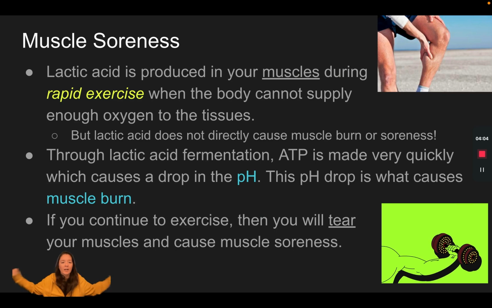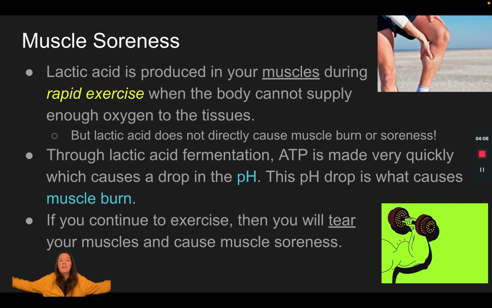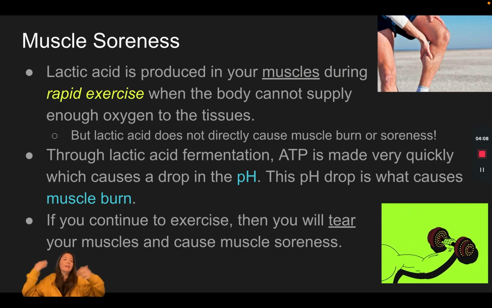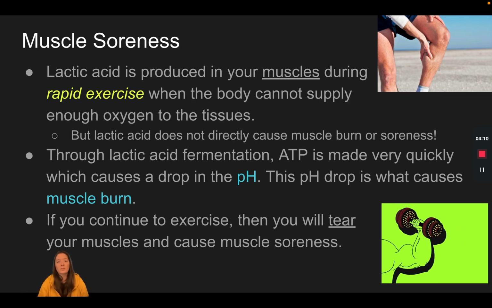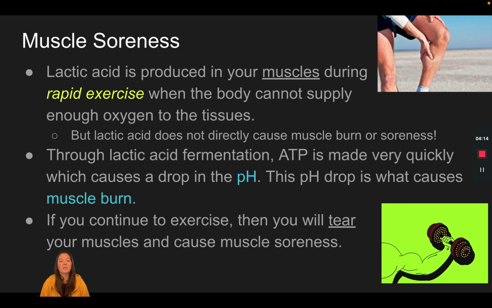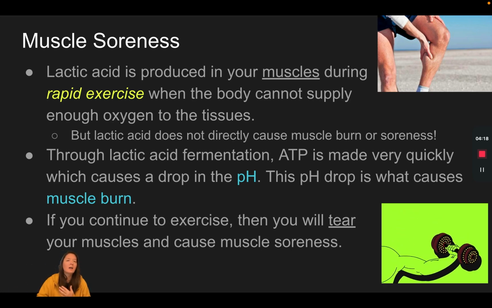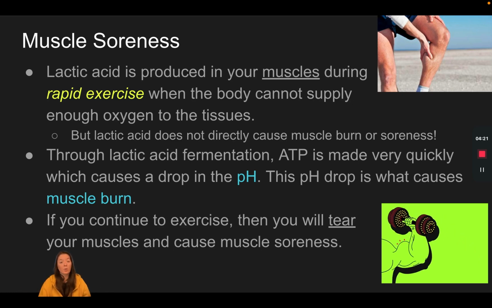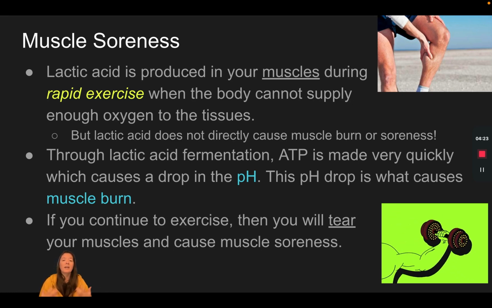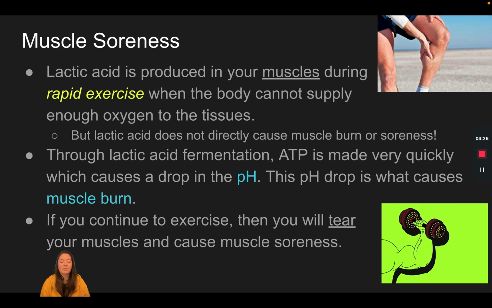When we're working out, we can only take in so much oxygen, and if we can't get enough oxygen in for aerobic respiration, our body starts to go through fermentation, lactic acid fermentation. And this is really rapid exercise. So you're running a very long time, you're lifting a lot of weights for a long time, really, really heavy exercise. There isn't enough oxygen to get us through.